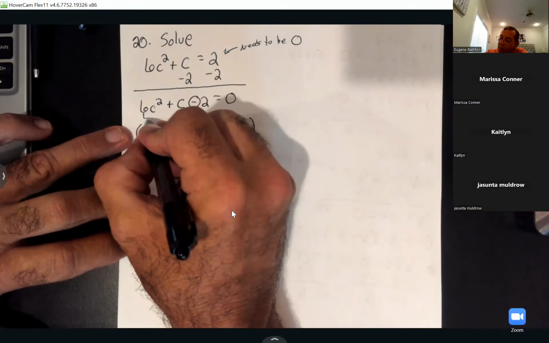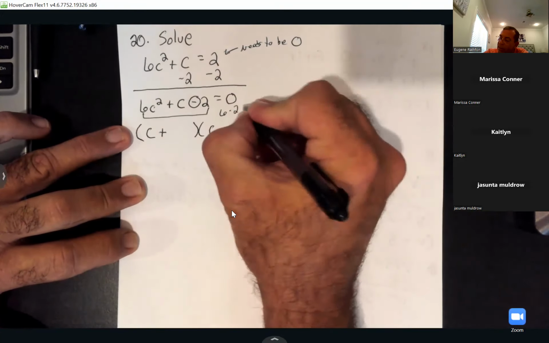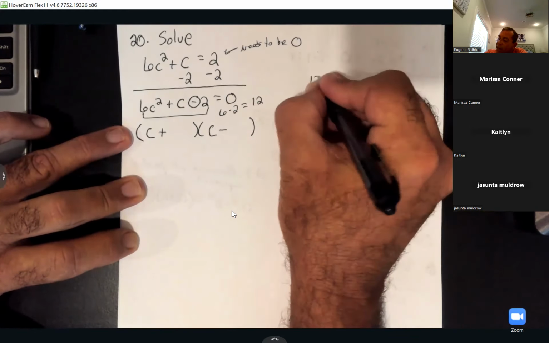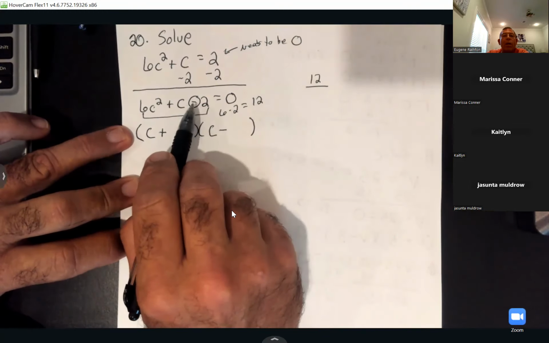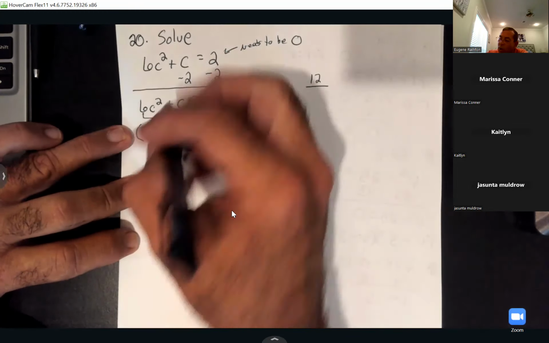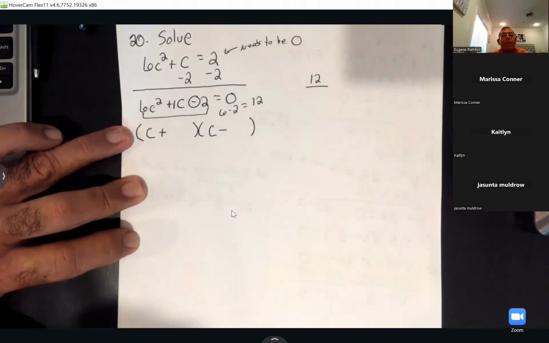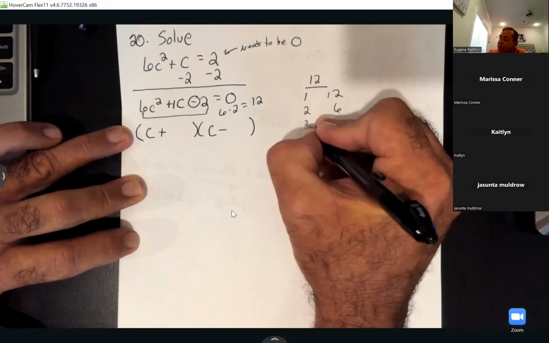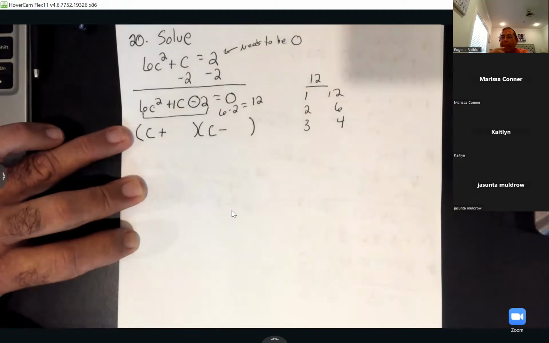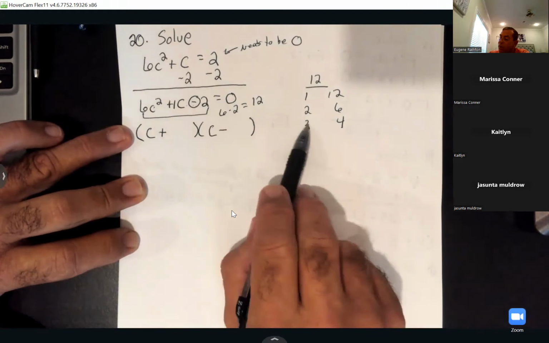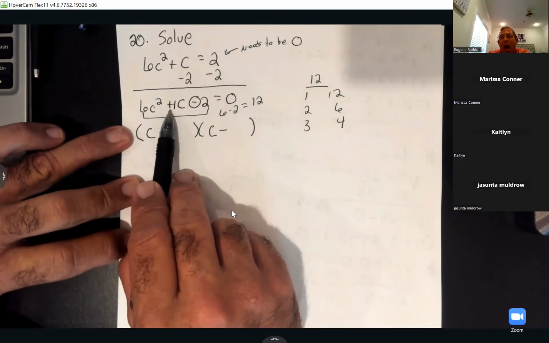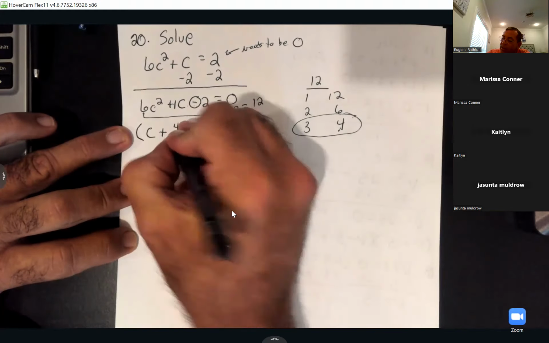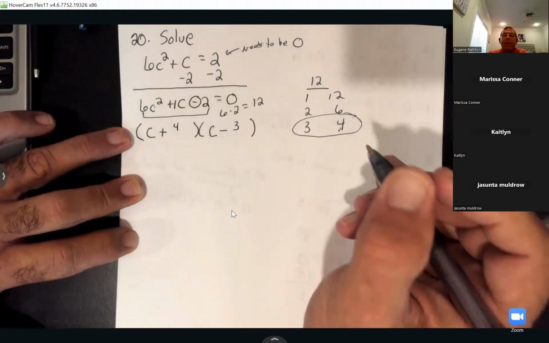Now, this is where I have to multiply 6 times 2, which is 12. So remember, I need factors of that 12 that'll subtract and give me a 1. Remember, once again, that's like a 1 in front of the c. So we got 1 and 12, 2 and 6, 3 and 4. So the factors that'll subtract and give me 1 are 4 and 3. Middle number's positive, so the larger factor will be positive. So the 4 will be positive, and the 3 will be negative.